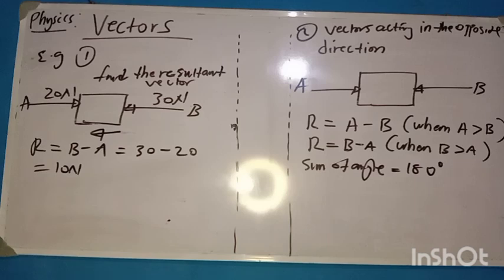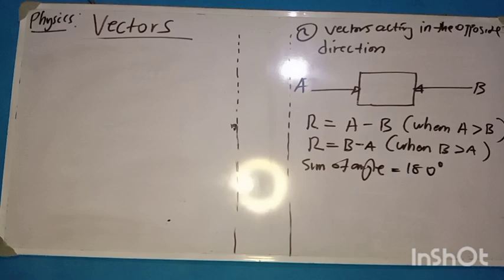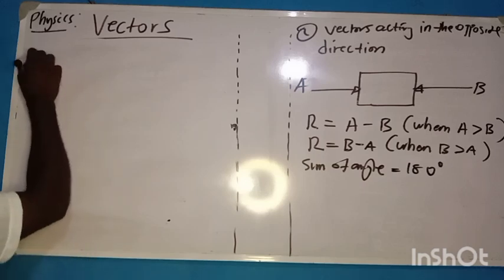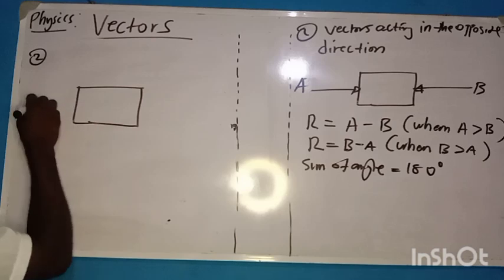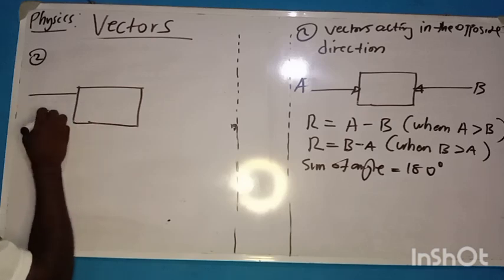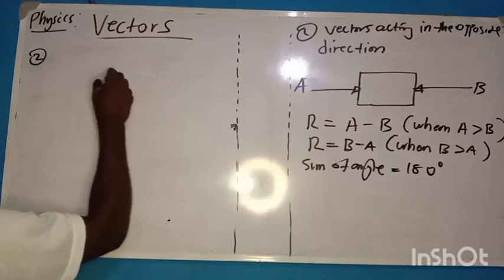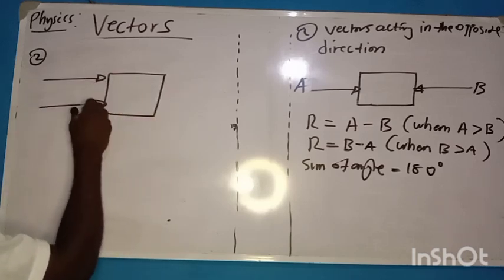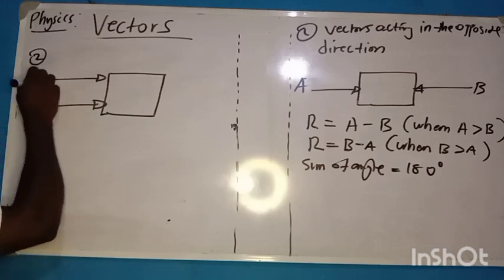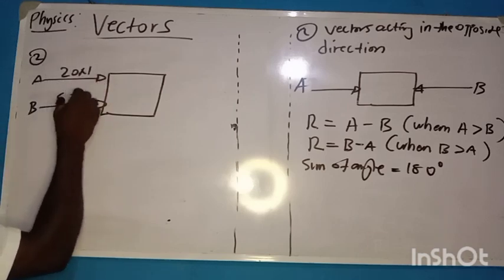Now, don't forget that. Now, let me give us another example. For instance, you have this. Two vectors are acting on it. Let me draw it very well. Let's say you have this, and then two vectors are acting here on this block. So let's say this is vector A and vector B. This one is 20 Newton and this is 50 Newton.